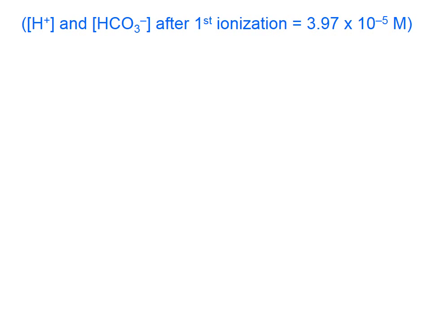After what went on the previous slide, the hydrogen ion and the bicarbonate ion concentrations after the first ionization are right here, 3.97 times 10 to the negative fifth. I'll go ahead and use the value that you get from the quadratic formula and not the shortcut value, but it really doesn't make any difference. Let's now show what happens when, for some of these, a second proton is removed.